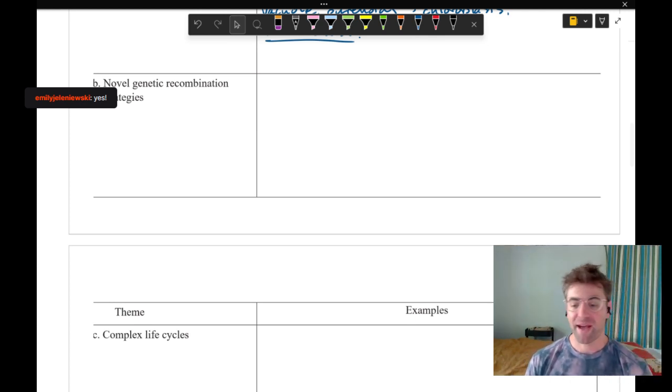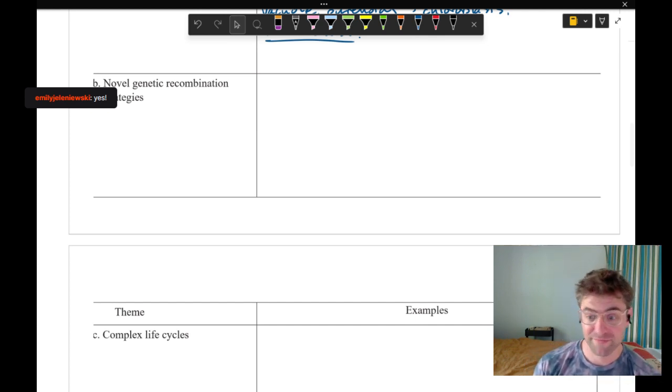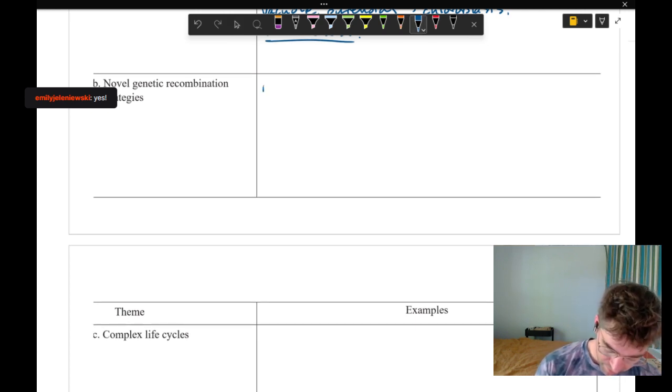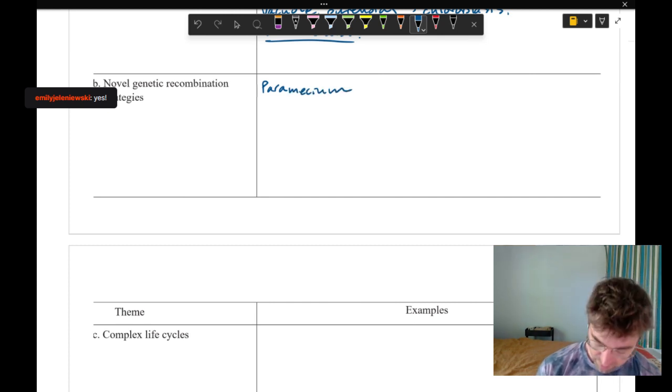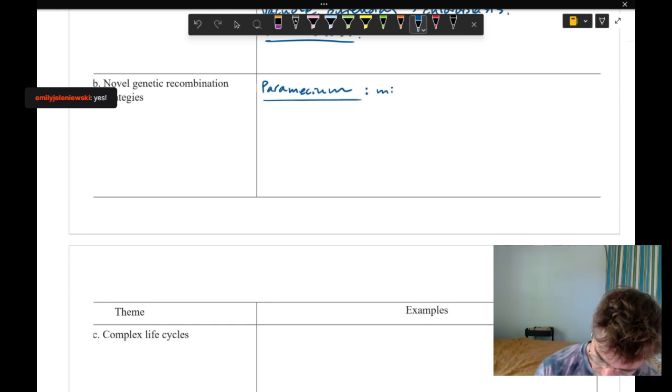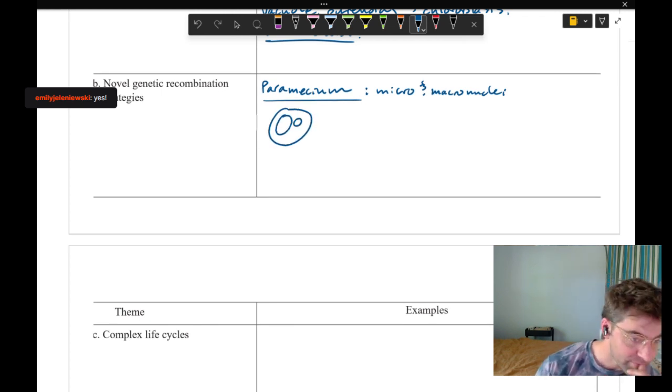How do organisms mix up their DNA to form new structures? Paramecium showed up in the previous example, but let's go ahead and use them here. So paramecium has those micro and macro nuclei. So you have your cell, you have a big nucleus and a small nucleus.